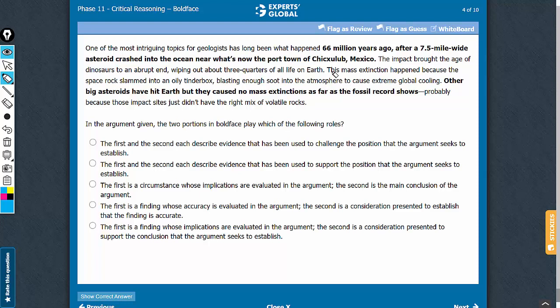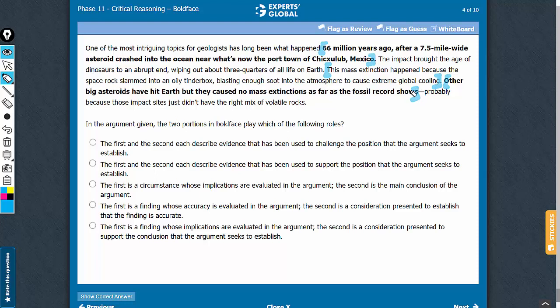Step 1 is to figure out the conclusion of the argument. This sentence here is the conclusion of the argument. Step 2 is to link the two boldfaces with the conclusion of the argument. See, the first boldface here is the circumstance of finding whose implications the argument seeks to evaluate, and the second boldface is a consideration that supports the argument's main conclusion.